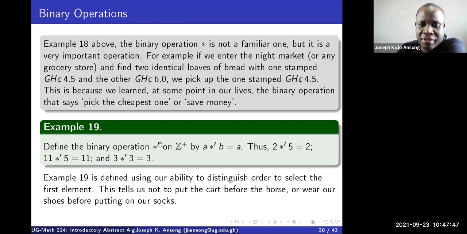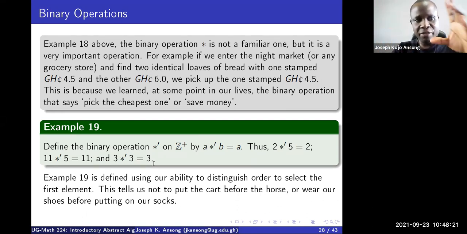So define the operation star prime, for instance, on the set of positive integers by this. If I have A star prime B, I pick A. What it means is that I'm just going to pick the first element always. So 2 star prime 5, the answer is 2. 11 star prime 5 is 11. 3 star prime 3 is 3. So I just picked the first one. And this is from the concept of our knowledge of order. If I have two tens, this operation says just pick the first one.